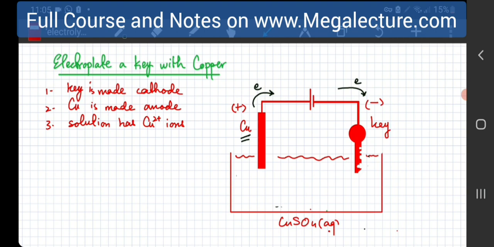Now, if I want to electroplate it with copper, the anode should be made out of copper. So there's going to be a copper plate. I'm going to connect it with the positive terminal of the battery. So the anode is copper.